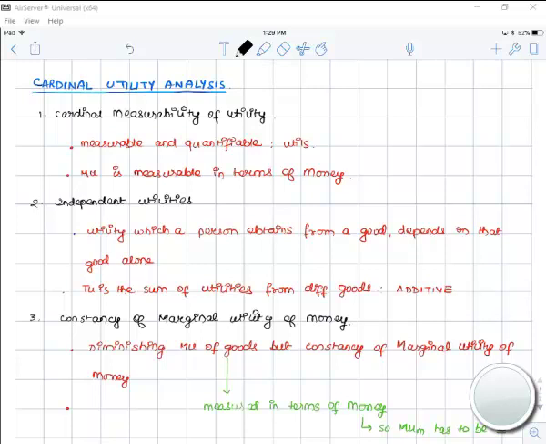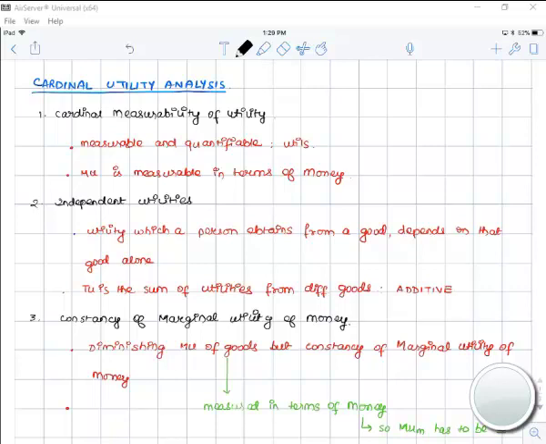Okay, let's talk about the cardinal utility analysis. This is one of the first topics given in your course in Indian Economic Services, and I don't think it is directly given in the syllabus in Indian Administrative Services, but still you should start from this particular topic, and then we will build upon this.